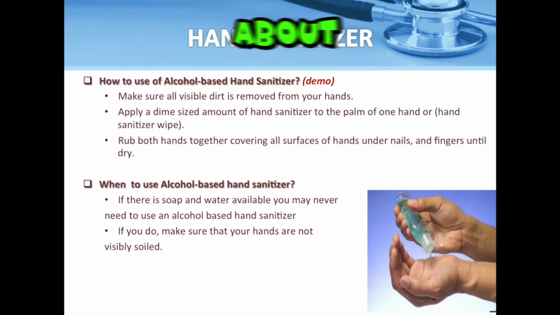Now let us talk about how to use alcohol-based hand sanitizer. It's pretty easy. You just need to make sure that your hands aren't visibly dirty or soiled. Then you put a little bit of the hand sanitizer and you rub it through your fingers, through your nails, and then you go through the back of your hand. You keep rubbing until your hands are dry. You do not need to wipe it.